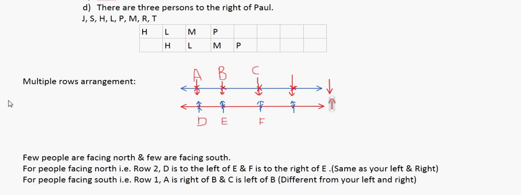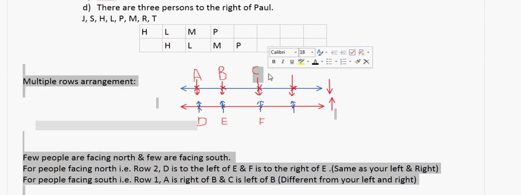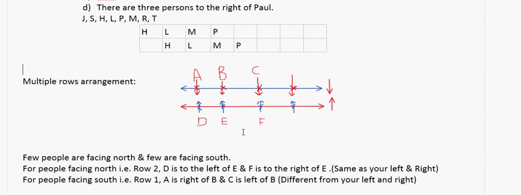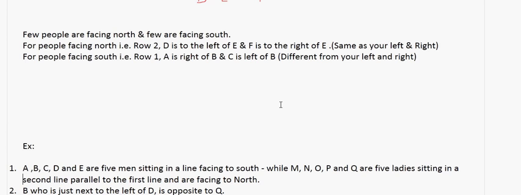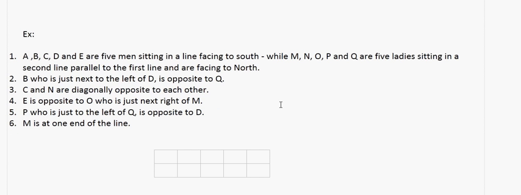So for people facing north, that is row 2, D is to the left of E, right? And F is to the right of E. But here A is not to the left of B, A is to the right of B, and C is to the right of B, right? So you have to keep this thing in mind. Again, 2 facts you have to take care of. One is understand where they are facing and then place them according to their left and right positions, right? Let's go to a question and try to solve it using this.